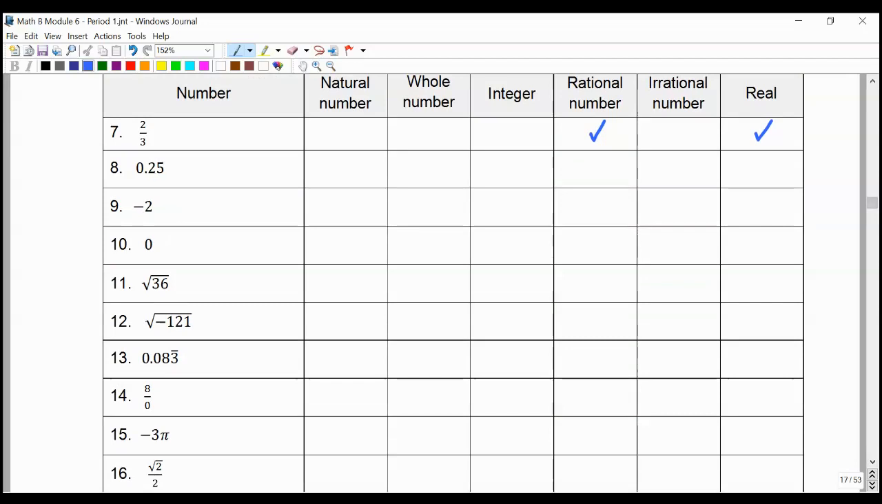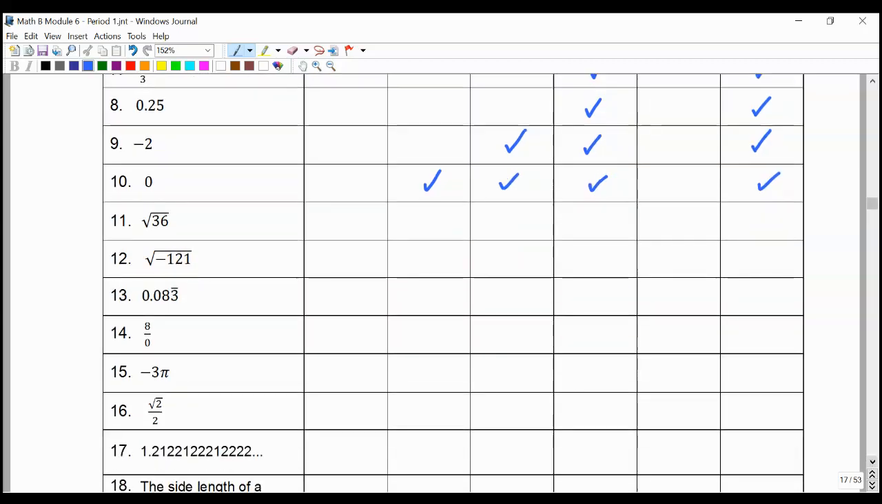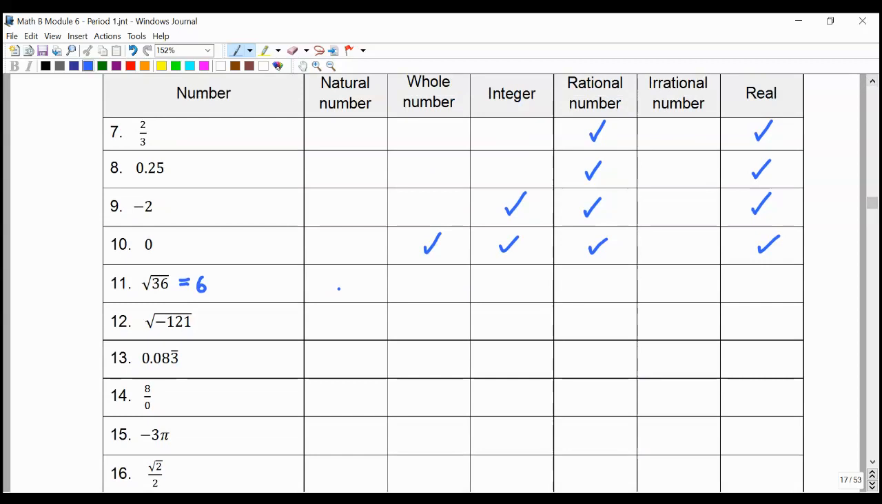This is a decimal that repeats or terminates, so it's rational and it's real. -2 is a negative number, so it's an integer. And if it's integer, it's rational and it's also real. 0, the smallest set that it was in was whole. And if it's in whole, it's also an integer, rational, and real. Square root of 36. Type that in your calculator and think about that. It is 6. And 6 is natural, whole, integer, rational, real.